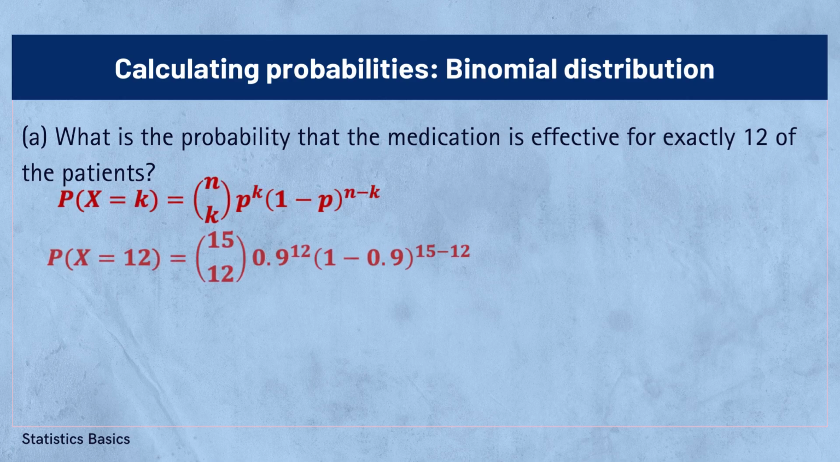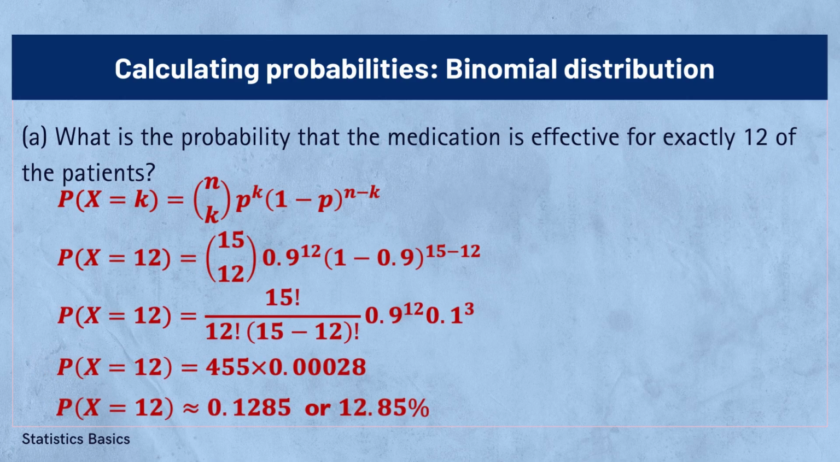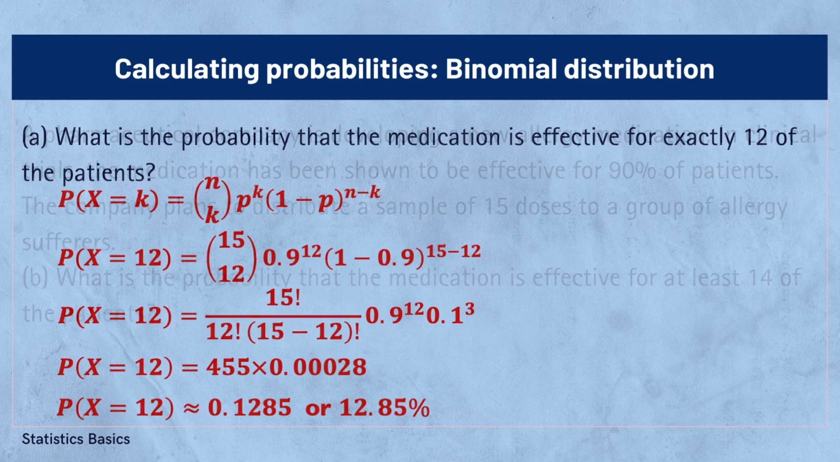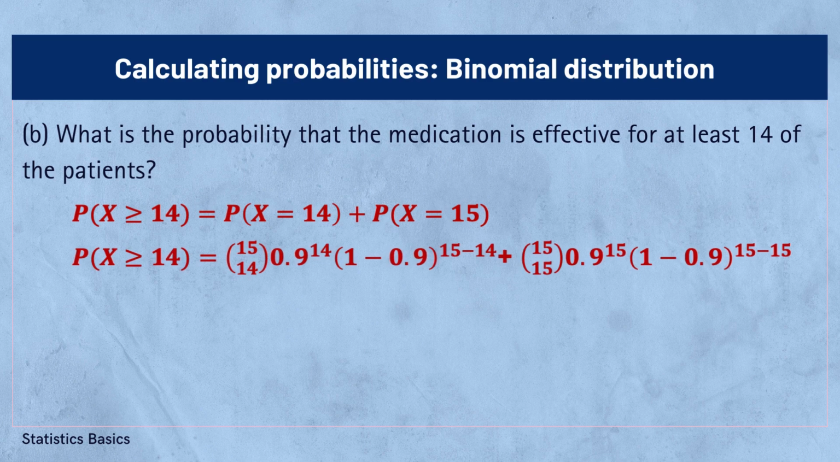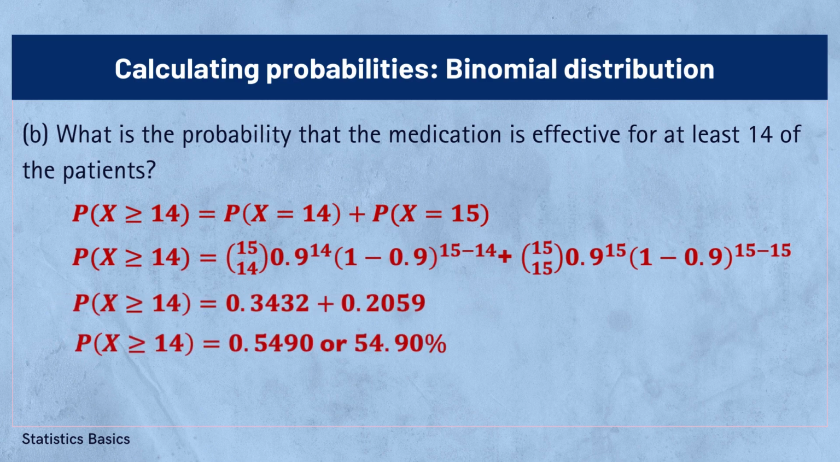By applying the binomial probability formula, we find that the probability of the medication being effective for exactly 12 out of 15 patients is 0.1285, or 12.85%. To determine the probability of the medication being effective for at least 14 patients, we calculate the cumulative probability for 14 and 15 successes using the binomial probability formula, resulting in a probability of 0.5490, or 54.9%.